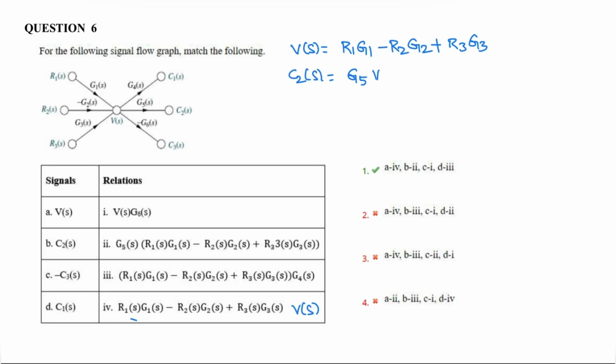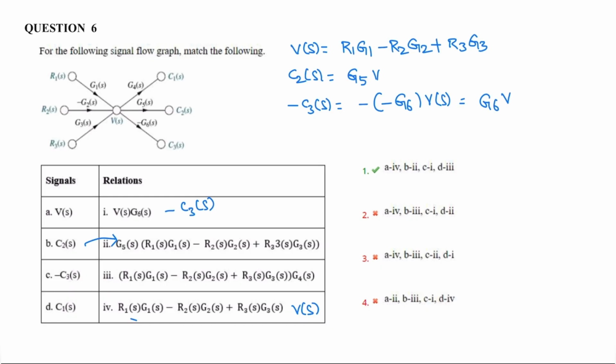For C2 of s, this is a resultant. Next, minus C3 of s. That is minus of minus G6 into V of s, so that is G6 of s into V of s. So this is minus C3 of s.